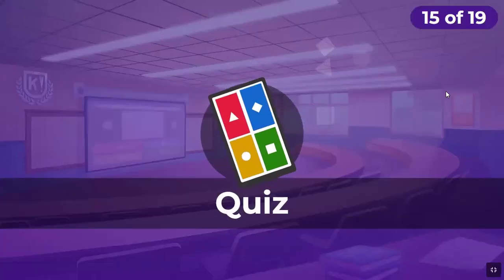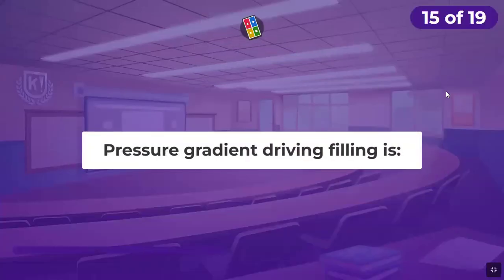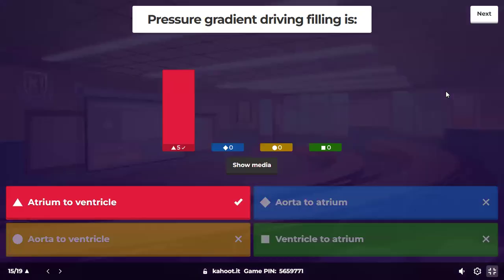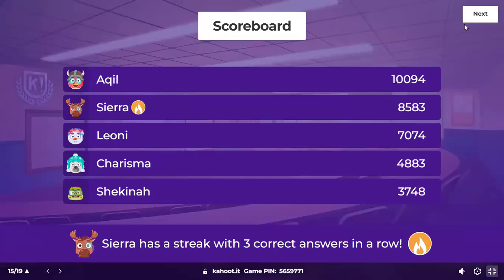Okay. Number 15. The pressure gradient driving filling is atrium to ventricle, aorta to atrium, aorta to ventricle, or ventricle to atrium. Yeah, this one is easy. Atrium to ventricle. Very good, guys.